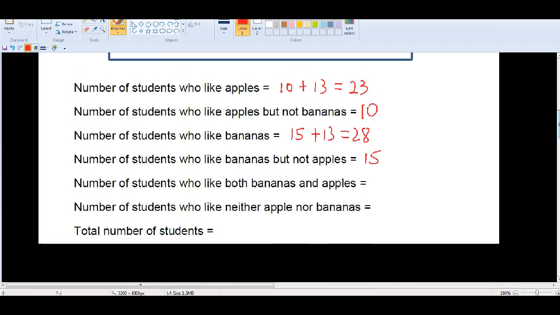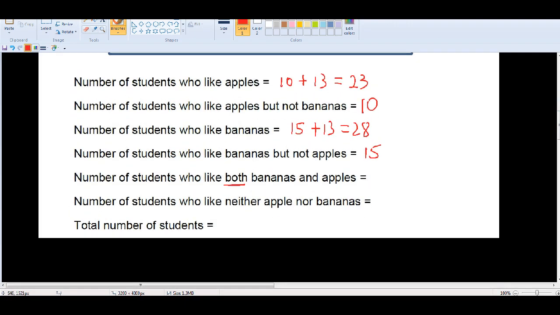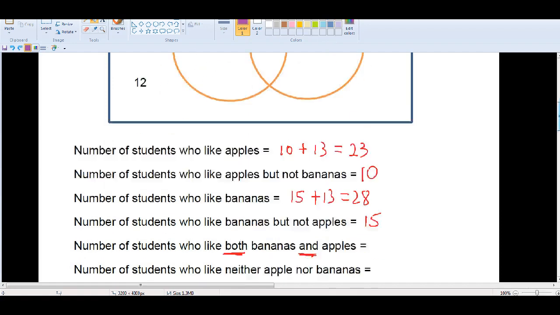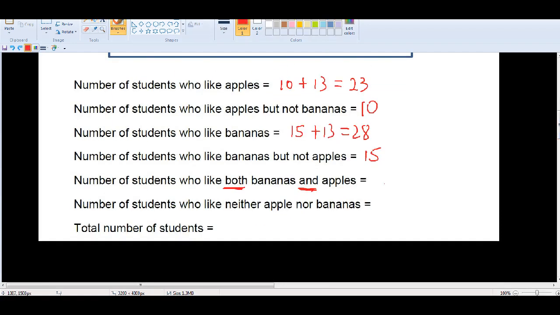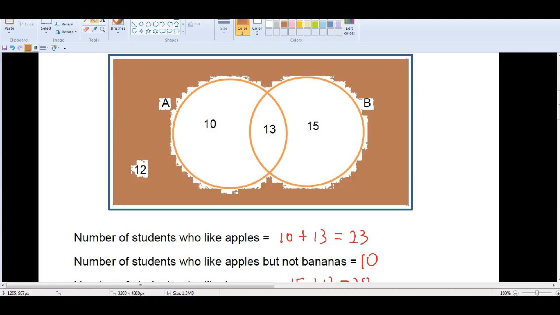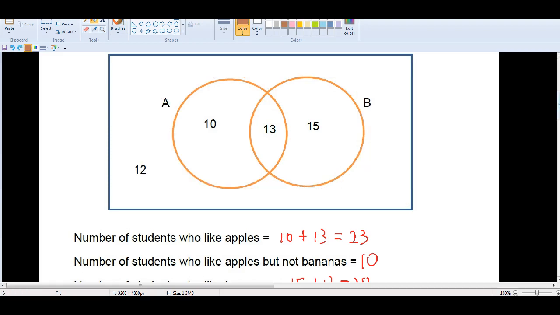The next question: the number of students who like both. See the word both, bananas and apples. These students should be in the overlapping area of the two circles, so there are 13 of them. The number of students who like neither apples nor bananas will be outside the two circles. It should be here, outside the two circles. How many of them? 12.